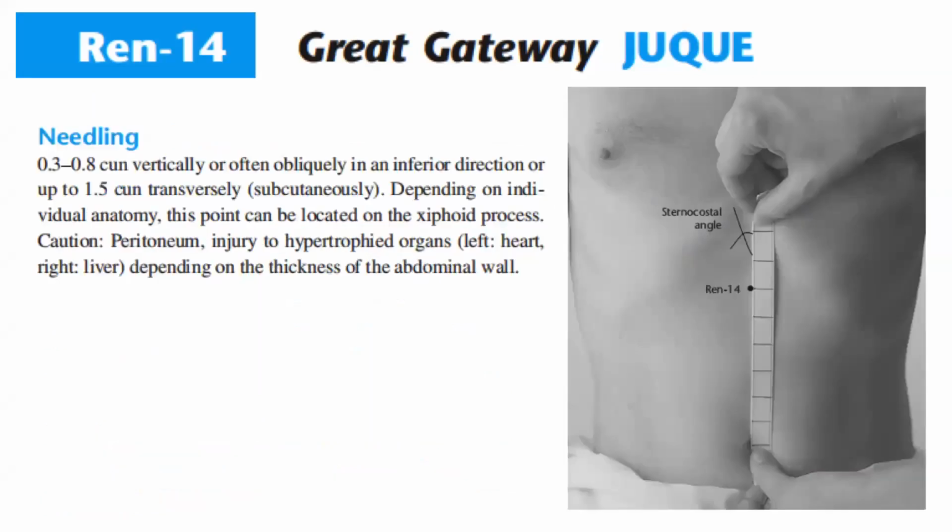Needling 0.3 to 0.8 sun vertically, or often obliquely in an inferior direction, or up to 1.5 sun transversely, subcutaneously. Depending on individual anatomy, this point can be located on the xiphoid process. Caution: peritoneum, injury to hypertrophied organs, left the heart, right the liver, depending on the thickness of the abdominal wall.